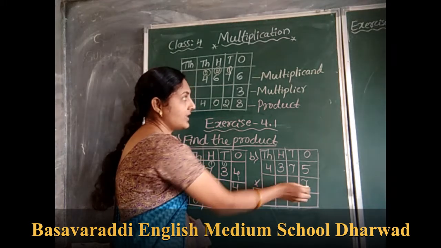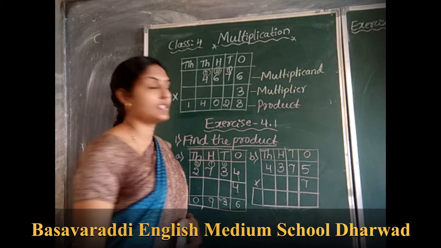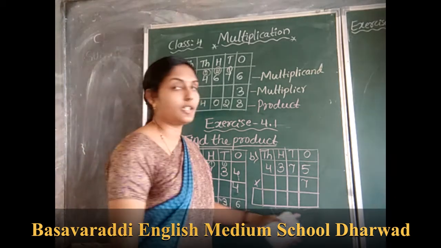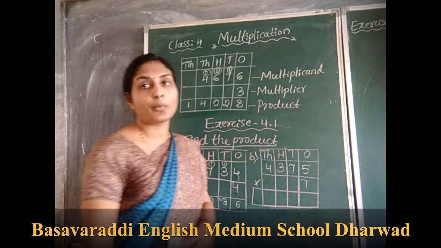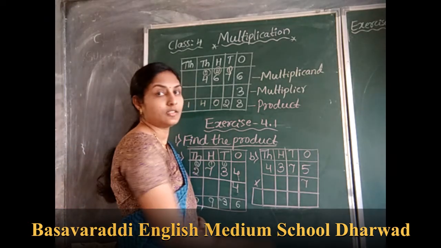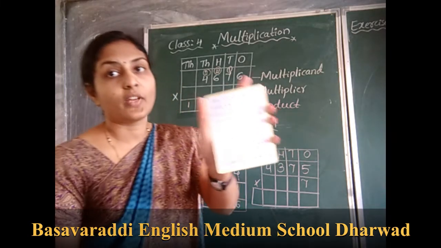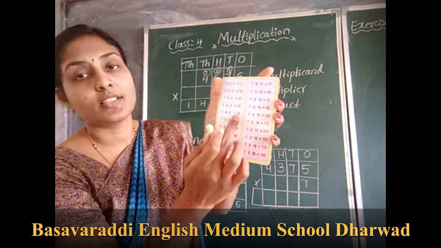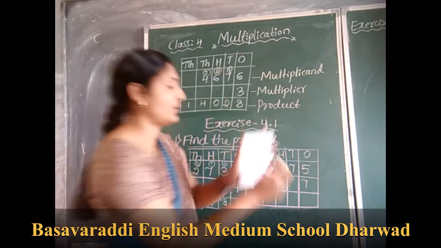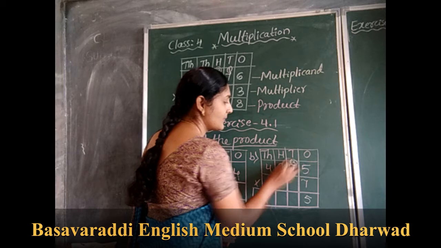That means the 7 is the multiplier, the 4,375 is the multiplicand. So we have to find out the product. Let us start. The 7 is multiplied 5 times, that means 7 fives are 35. So write the 5 in the ones place. 3 carry over to the tens place.